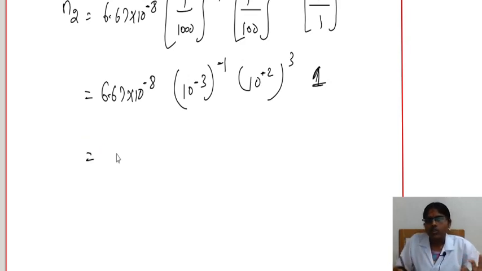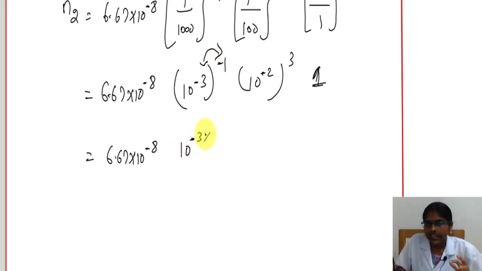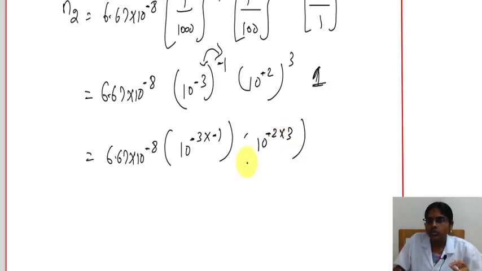So now 6.67 into 10 to the power minus 8. So 10 power minus 3, the whole power minus 1. What I have to do, I'm just going to multiply these two things. So 10 power minus 3 into minus 1, right? And 10 power minus 2 into 3. So this is what I'm going to do.